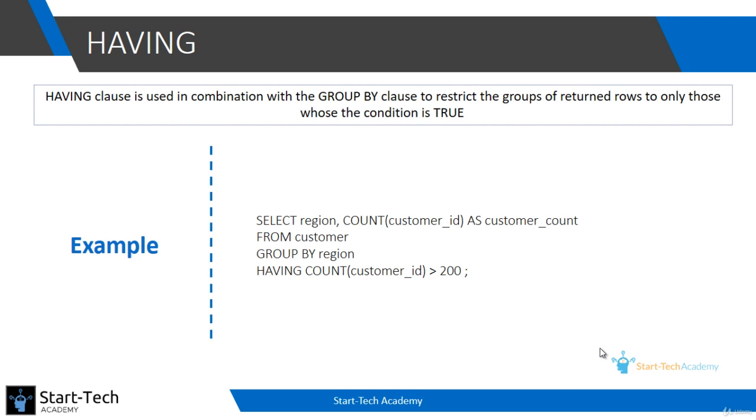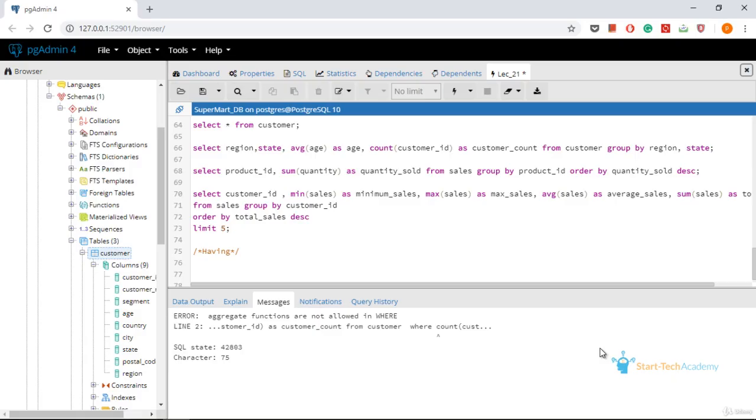In this example, I want to find the number of customers in each region, but I also want to put a condition that I want only those regions which have more than 200 customers. To do this, I'll write select region and count of customers from the customer table grouped by region and having count of customer ID greater than 200. This is the aggregate function. So let us go and write this in the pgAdmin.